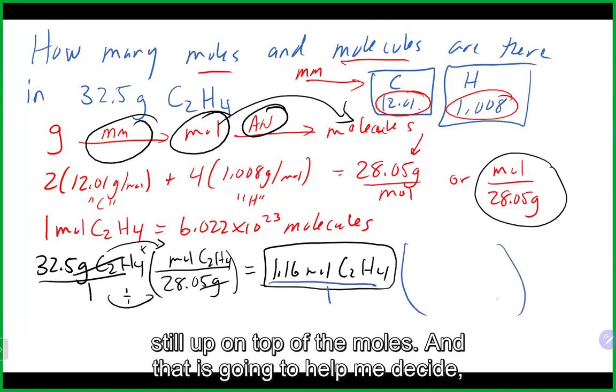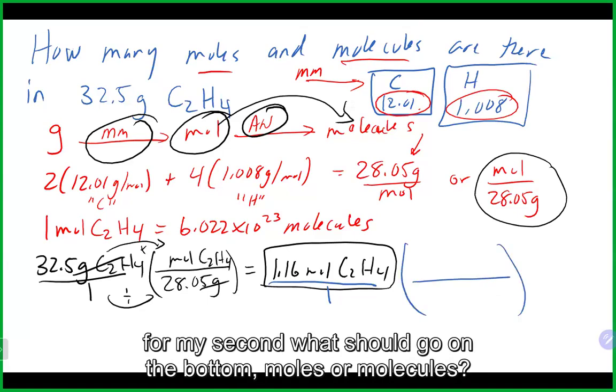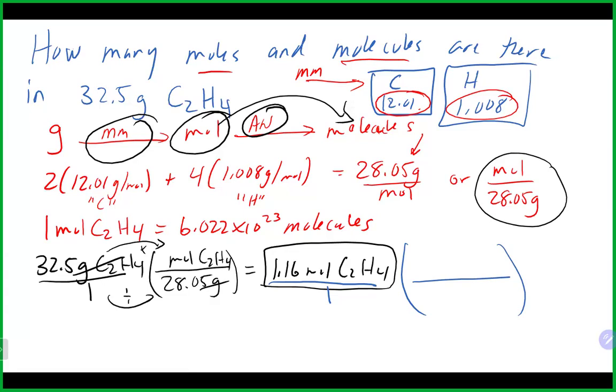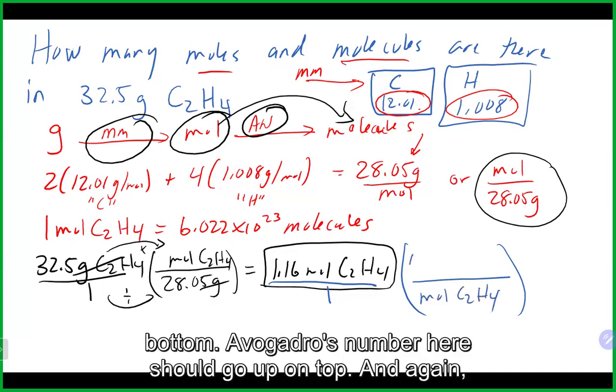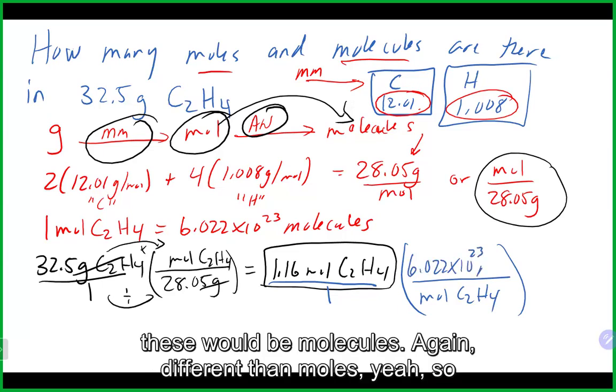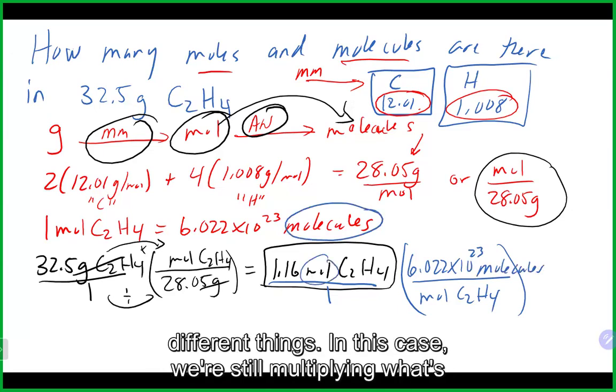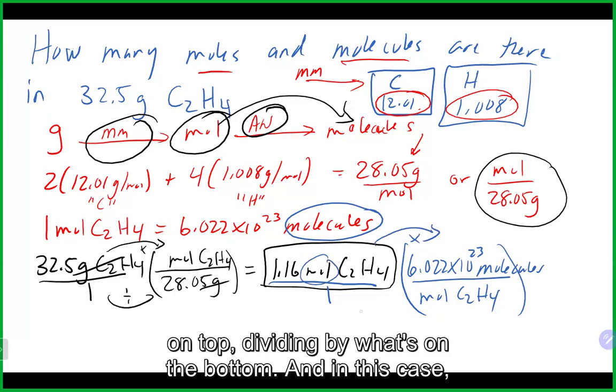And that is going to help me decide for my second, what should go on the bottom, moles or molecules? Moles, so they cancel. So moles of C2H4 should go on the bottom. Avogadro's number here should go up on top. And again, these would be molecules, different than moles. So different things. In this case, we're still multiplying what's on top, dividing by what's on the bottom.